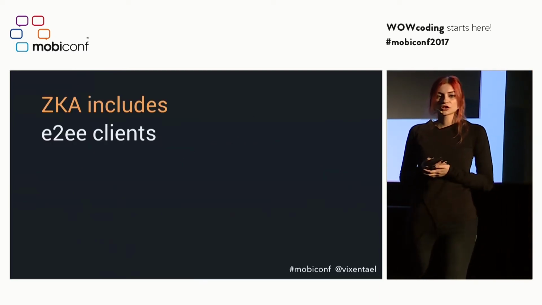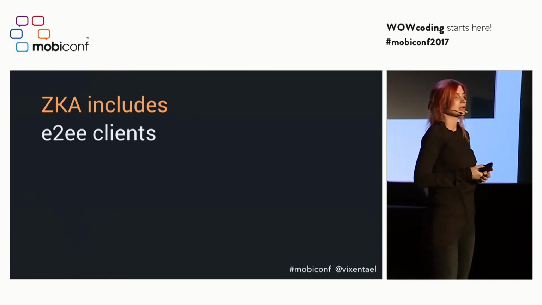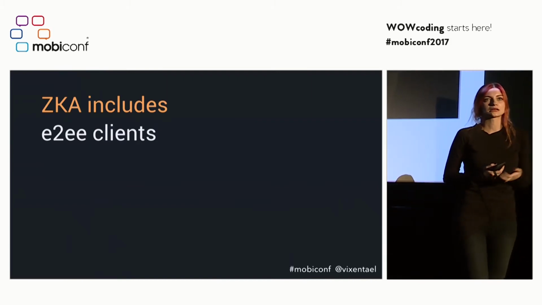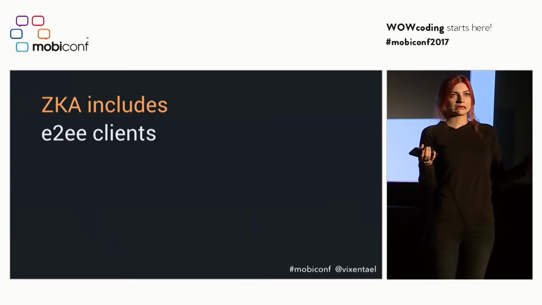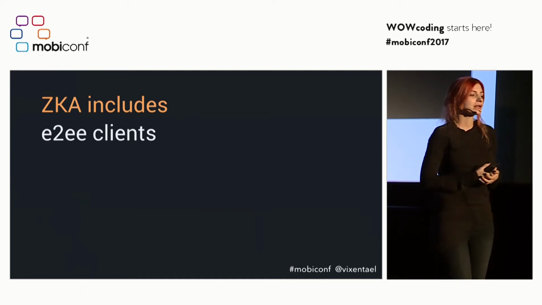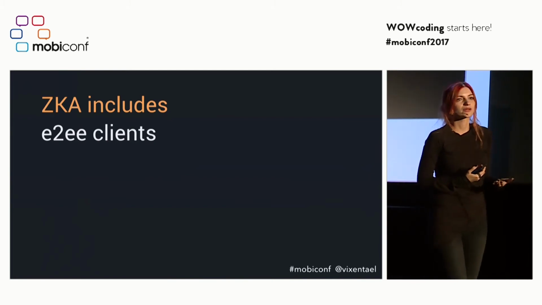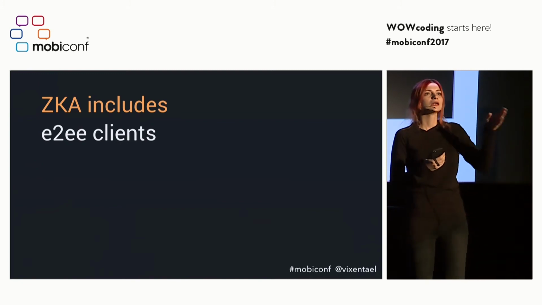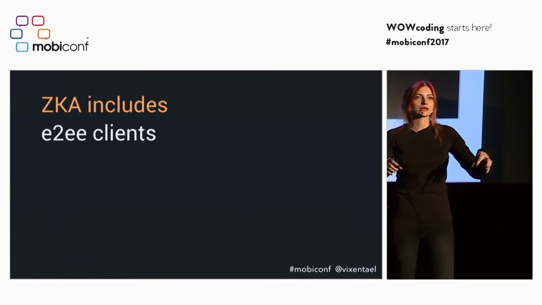The first step in implementing zero-knowledge architecture is to make end-to-end encrypted clients, which means that clients become fat clients. They do a lot of cryptographic computations. And as I told before, the server knows nothing about this data. Sometimes zero-knowledge architectures are also known as no-knowledge architectures, because everything is on the clients.